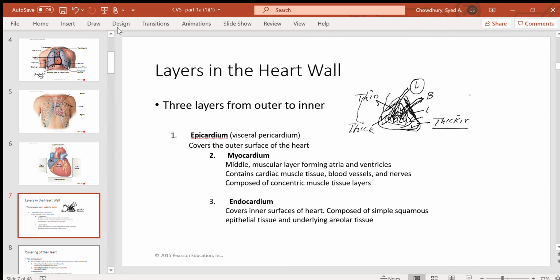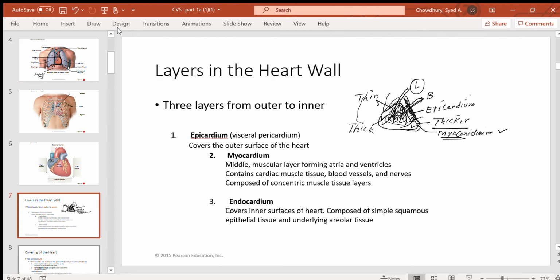So this is epi, which is just the covering, epicardium. Then the middle thick muscular layer is the myocardium. Myo means muscle. Myocardium, muscular layer. This is actually the cardiac muscle, and contraction is given by this muscle, the pumping action of the heart to move the blood.